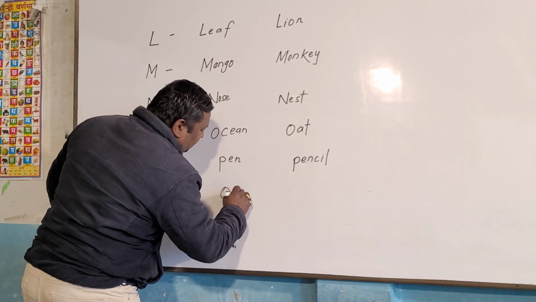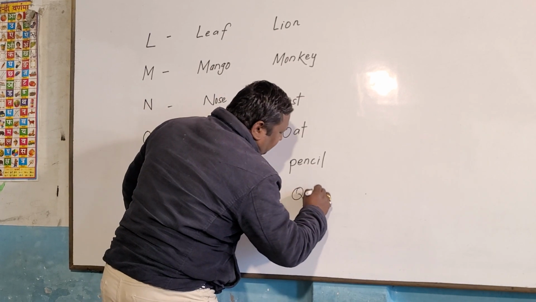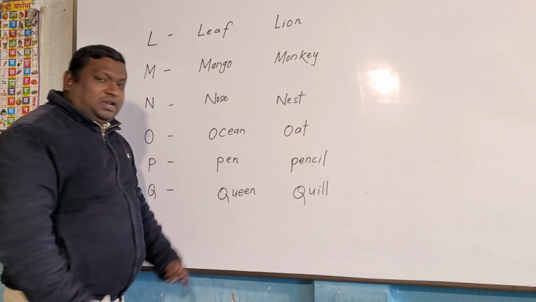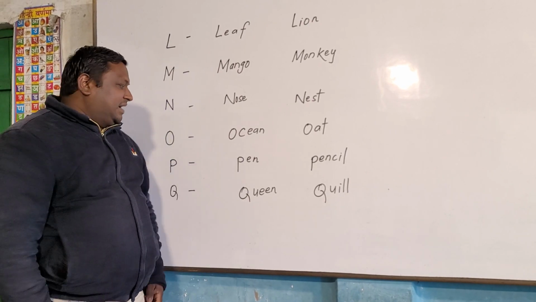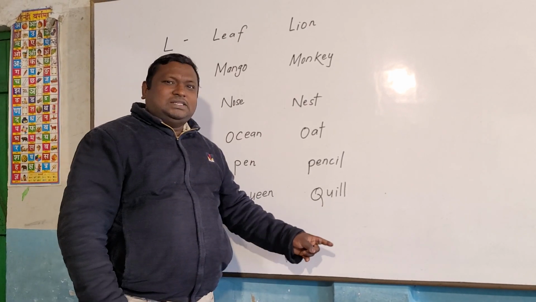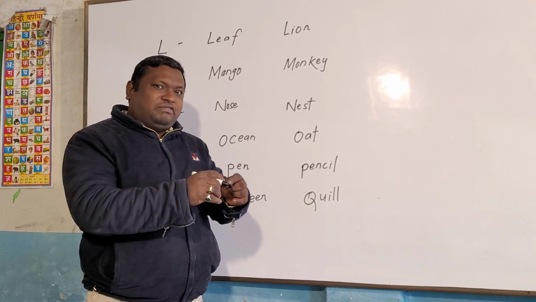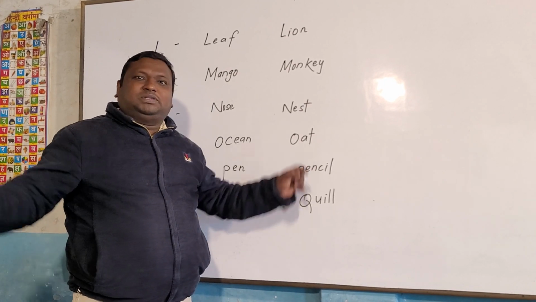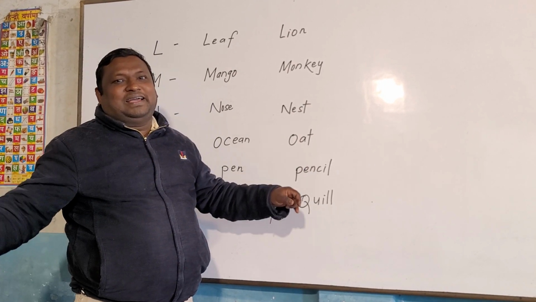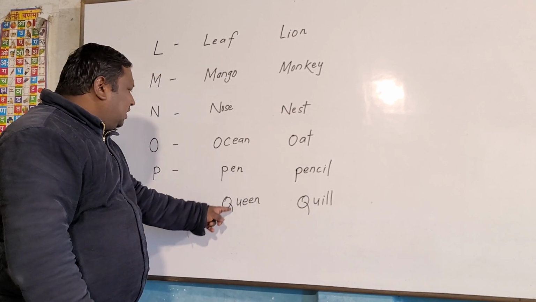Now, Q. Queen. Q, U, double E, N. Queen. And quill. Q, U, I, L, L. Queen, you know, girls become queen. There is a crown on the head and becomes queen. And quill is the long feather of a bird. You have seen birds' long feathers, right? Wings help a bird fly in the sky. The long feather of the wing, what do we call it? Quill. Yes.